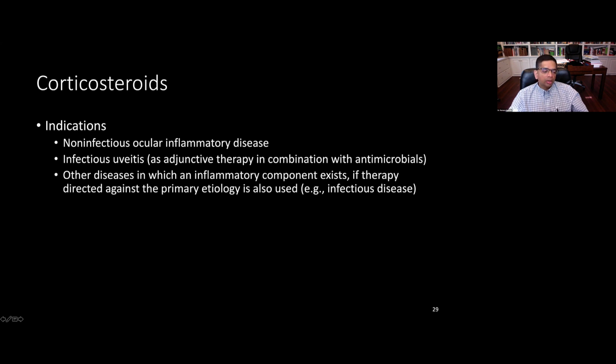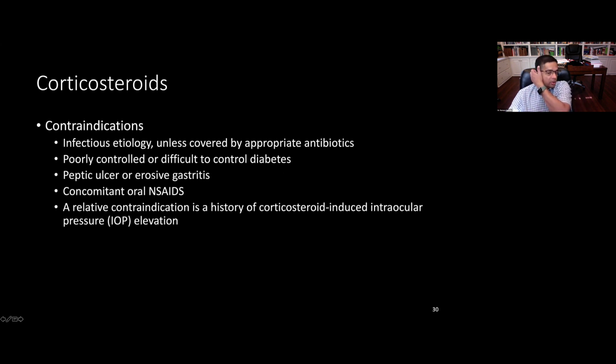So corticosteroids, we already touched on how we use them for non-infectious uveitis, or infectious uveitis as an adjunctive therapy combined with antimicrobials, or diseases where the primary etiology has been treated, but there's still an inflammatory component. So contraindications are infectious etiologies, and there are several caveats to this. For topical corticosteroids, if the patient has an infectious keratitis with epithelial breakdown, you should not be using topical steroids, okay?